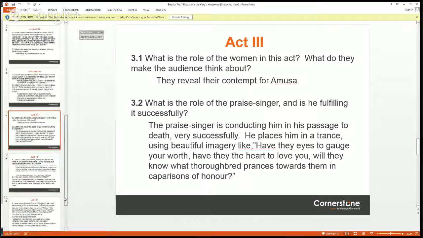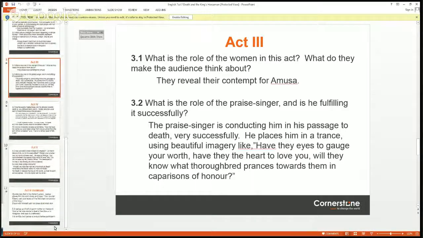Right, my question is, what is the role of the women in this act? What do they make the audience think about? Now, when we met Amusa in Act 2, we felt sorry for him because Pilkings treated him abominably, and he's a policeman. But now the women make us see that the ordinary people of the marketplace, the village, hate him. They feel contempt for him because he's willing to be a policeman for the British administration, and they despise him for that. And it's actually very, very sad, but very funny, the way they tease him. They tease him mercilessly, so you must go and read about how they tease him in Act 3.